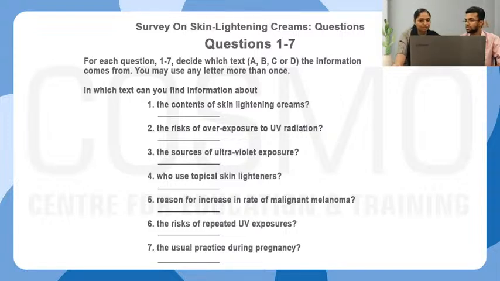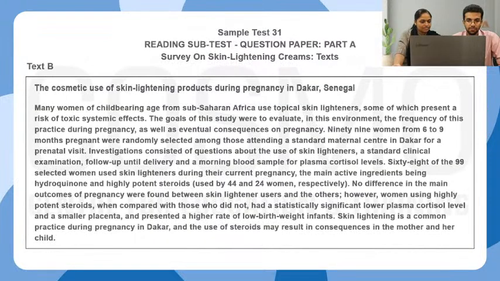So a lot of people are saying the text option is D. Okay, so let's check. In the first line of the text itself, many women of childbearing age from sub-Saharan Africa use topical skin lighteners. So the answer is given in the first line of the text itself. So the answer is D.